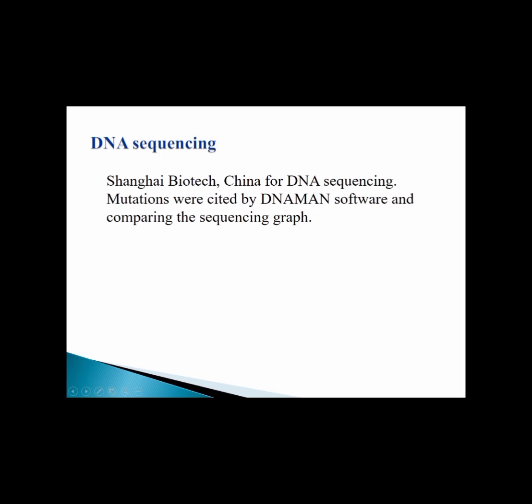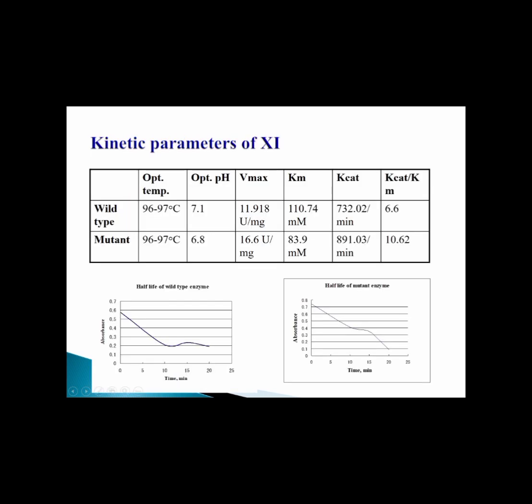DNA sequencing was done by Shanghai Biotech, and mutations were detected by DNAMAN software and the sequencing graph was compared. These are the kinetic parameters of xylose isomerase, like wild type and mutants comparison, optimum temperature, optimum pH, Vmax, Km, Kcat by Km, and below are the half-lives of the wild type and mutants.